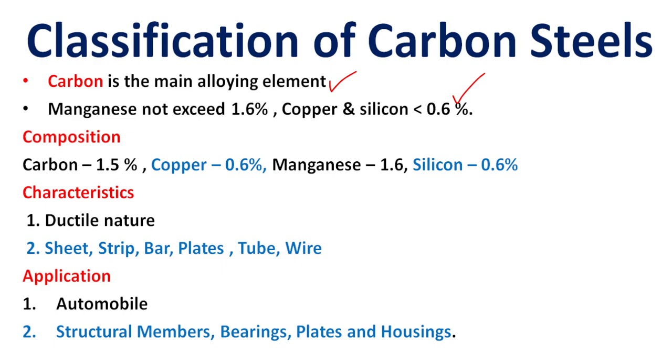In carbon steel, the composition of carbon is up to 1.5 percent, copper is 0.6, manganese is 1.6, and silicon is 0.6 percent commonly. The characteristic of carbon steel is that it is of ductile nature. It is used to make steel strip, bar, plates, tubes, and wire materials. Its applications are automobile and structural members, bearings, plates, and housings. Carbon steel is a common material.